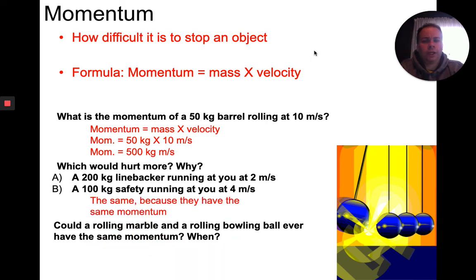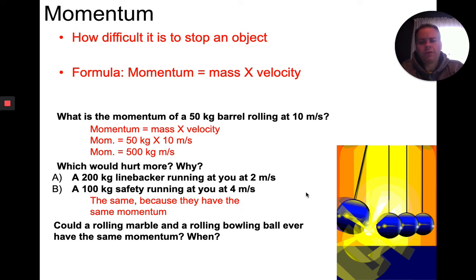Well, they'd have the same, because the safety has half the mass, but the safety is running at double the speed. And so they're going to balance out. They would each have the same momentum.